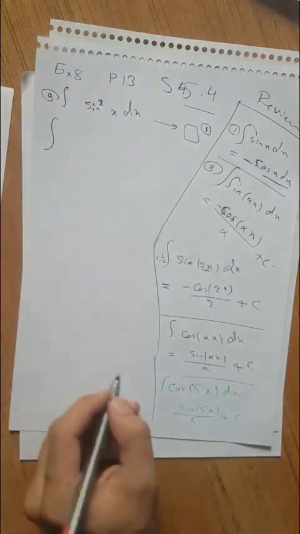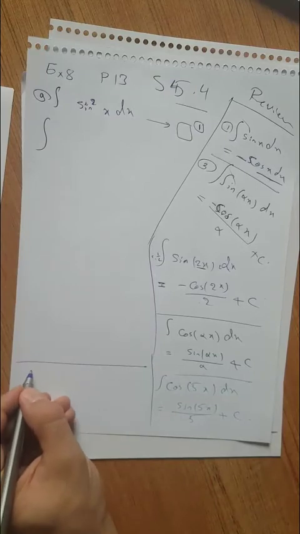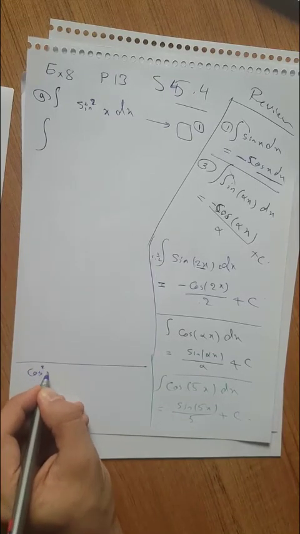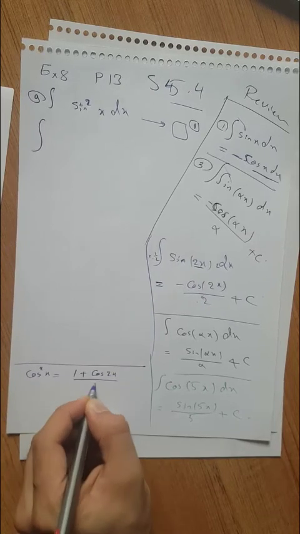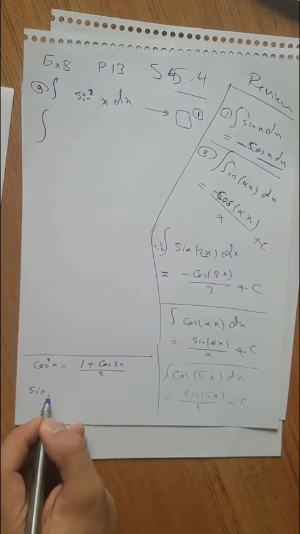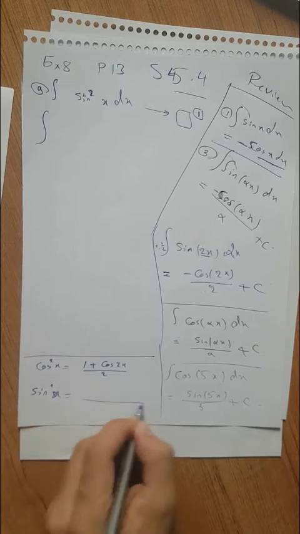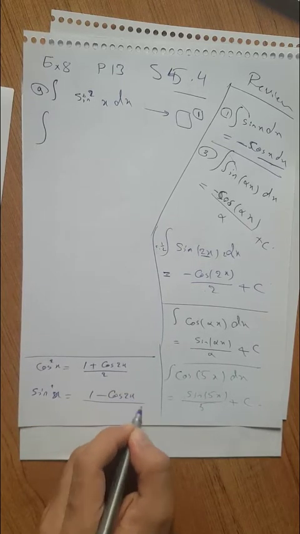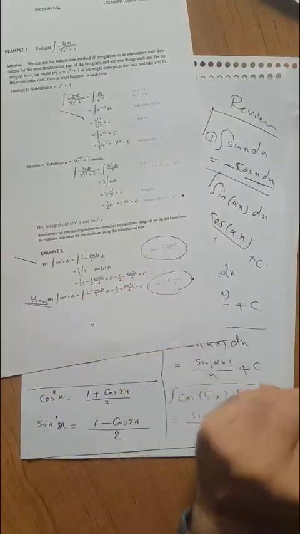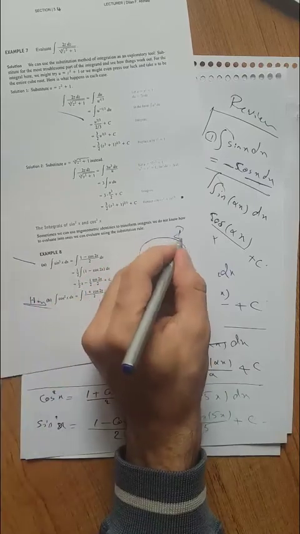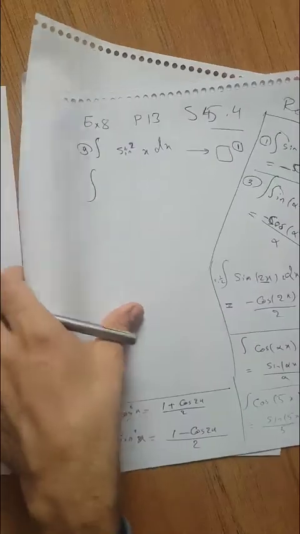Which rule do you have? We have two rules. Do not forget, I am going to write them right here for you. Cosine squared of x is equal to 1 plus cosine 2x over 2, and sine squared of x is equal to 1 minus cosine 2x over 2. Do not forget about these two rules. They are also written for you here. Okay? They are important as a review. The identities of the trigonometric functions are very important. You can use them here.